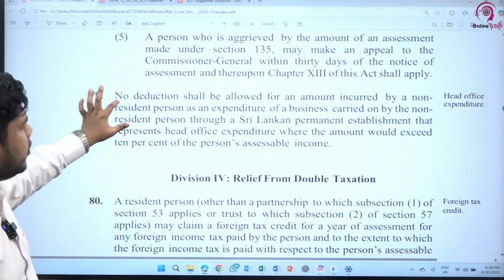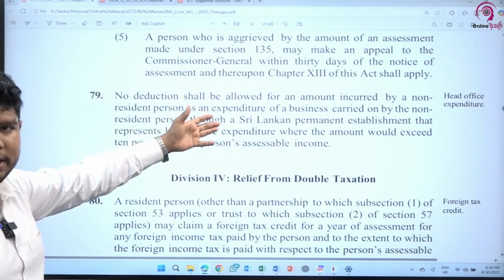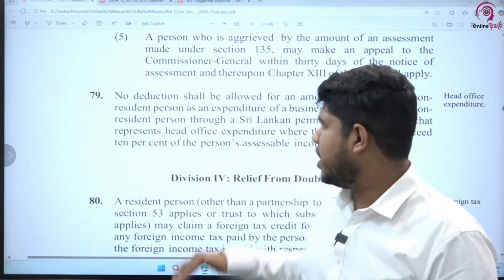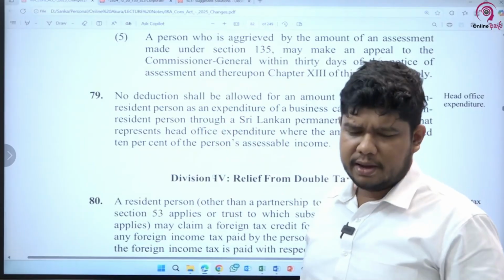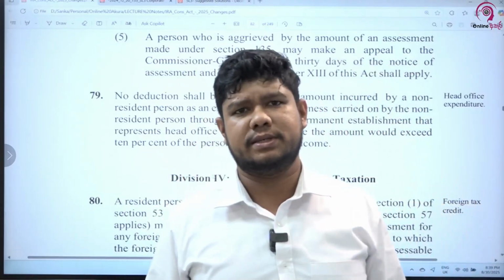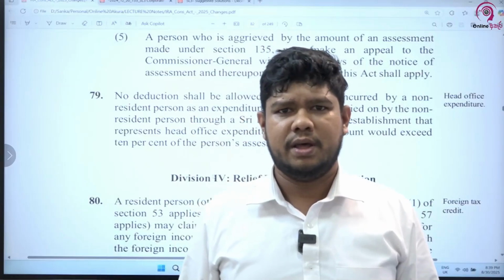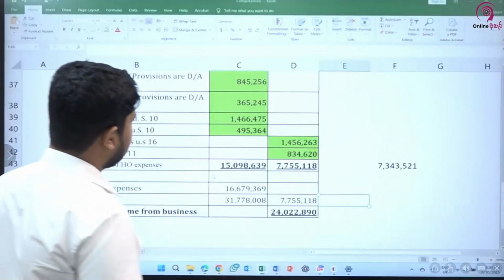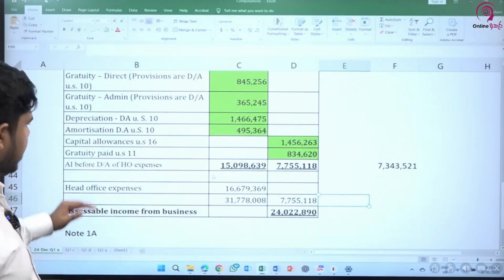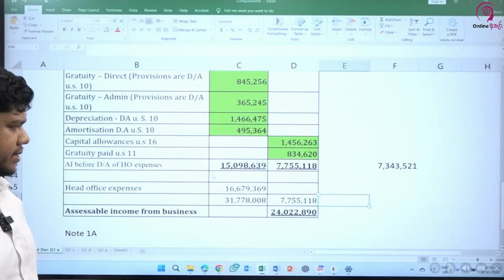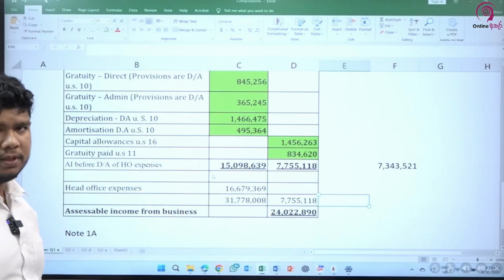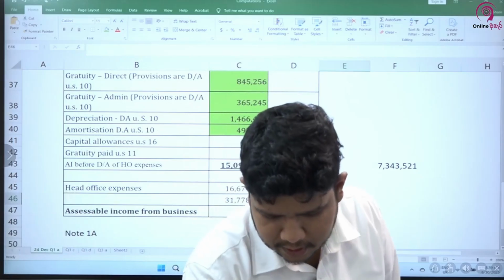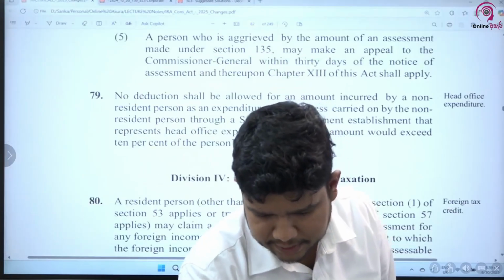But it's very clear, no deduction shall be allowed, right? That's the view IRD is taking, and Tax Appeal Commission also approved that decision in certain cases, right, students? So this is the view. In that view I have disallowed the entire head office expense. I have added it back in my answer. In that you better explain section 79.